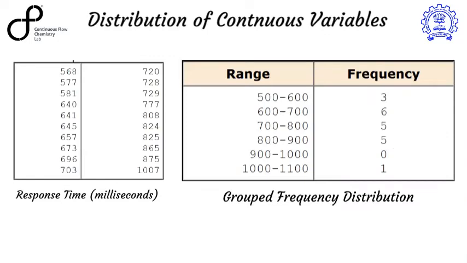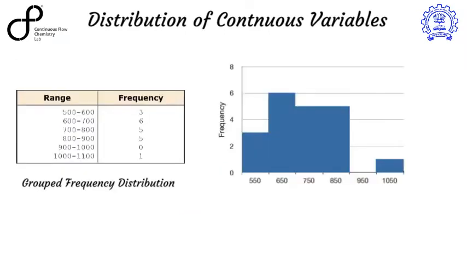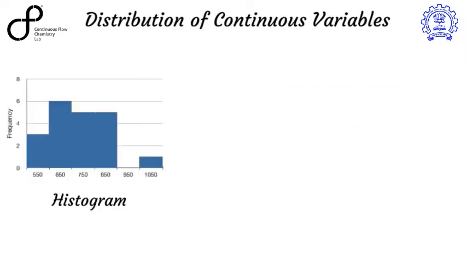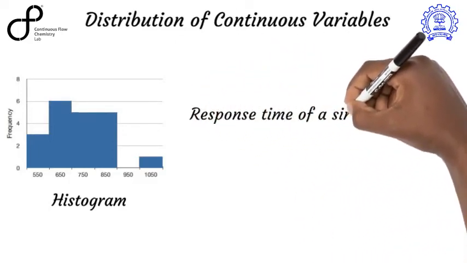In a grouped frequency distribution, scores falling within various ranges are tabulated. This table shows a grouped frequency distribution for these 20 times. Grouped frequency distributions can be portrayed graphically as shown here. The labels on the x-axis are the middle values of the range they represent. This kind of graph is called a histogram. The histogram shown here portrays just the response times of the one experiment the person performed.